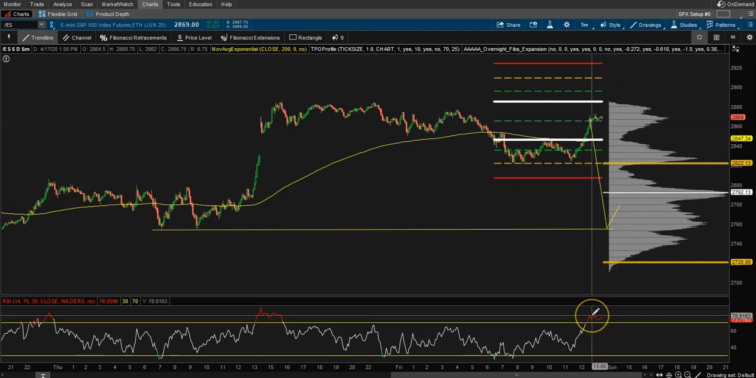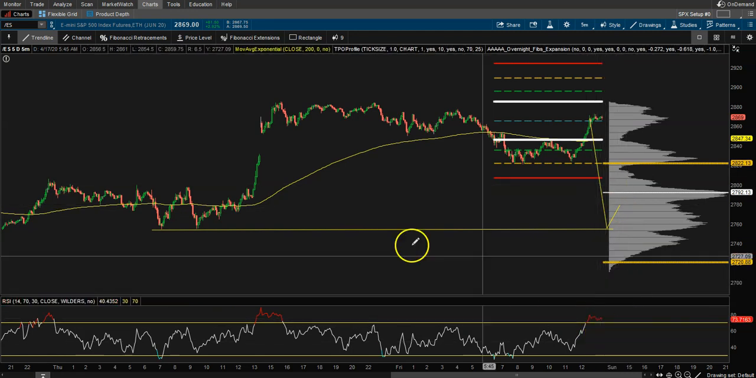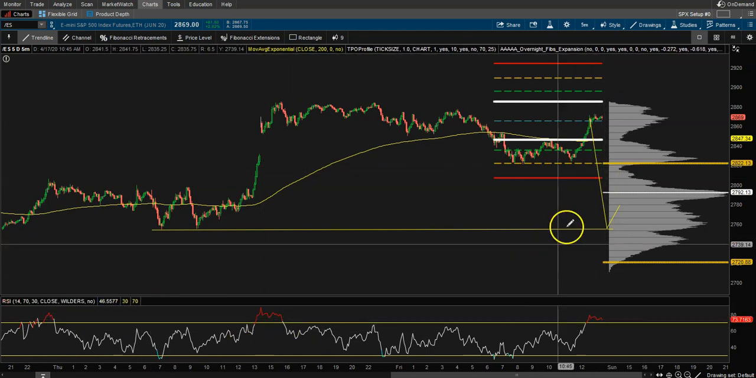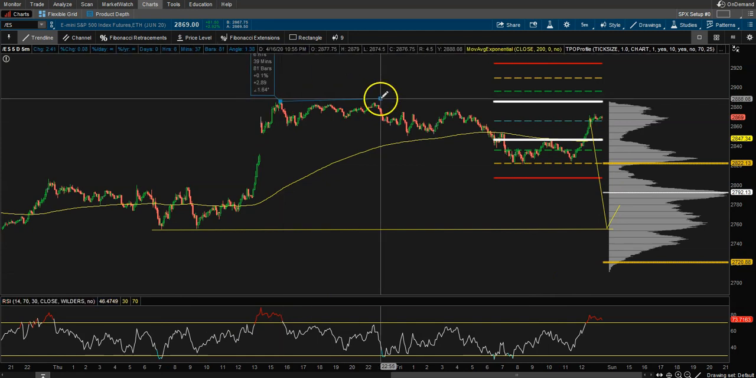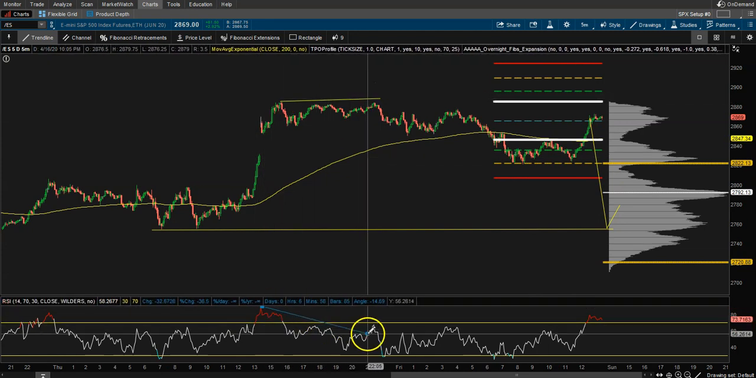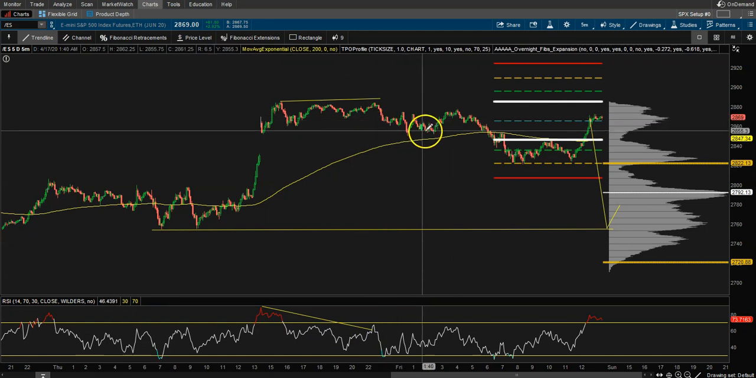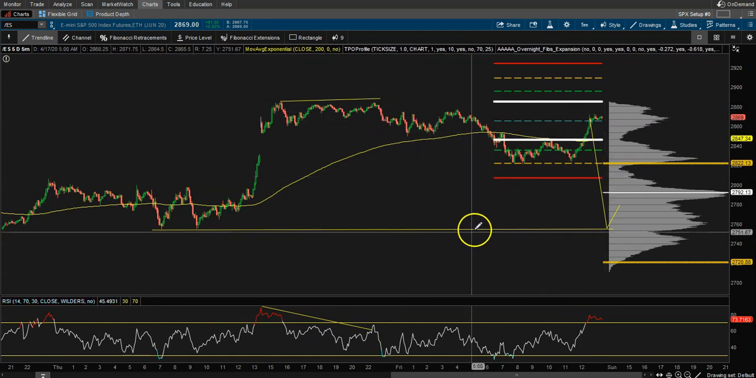And then also we have our RSI. Maybe start to look for divergences, things like that. We can see the divergence here, and then what does price do? It eventually fails and moves lower.